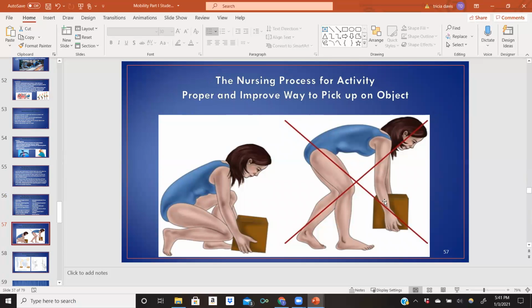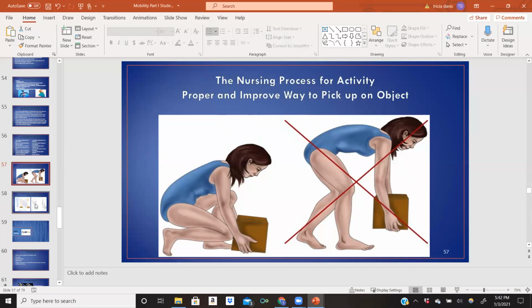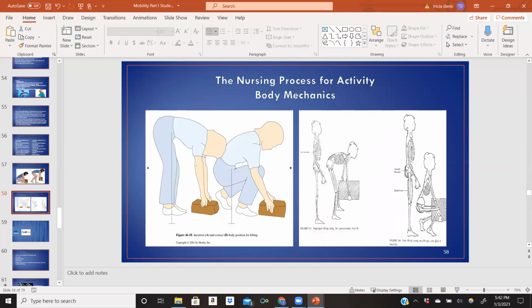So here's an example of the smart way to pick up an object. You see how she's bending down, and then you see over here how she's not bending those knees. She's not getting down low. It's further away from her. She's at risk for developing an injury there. More mechanics here. It just shows you the skeletal portion versus the real person picture here.